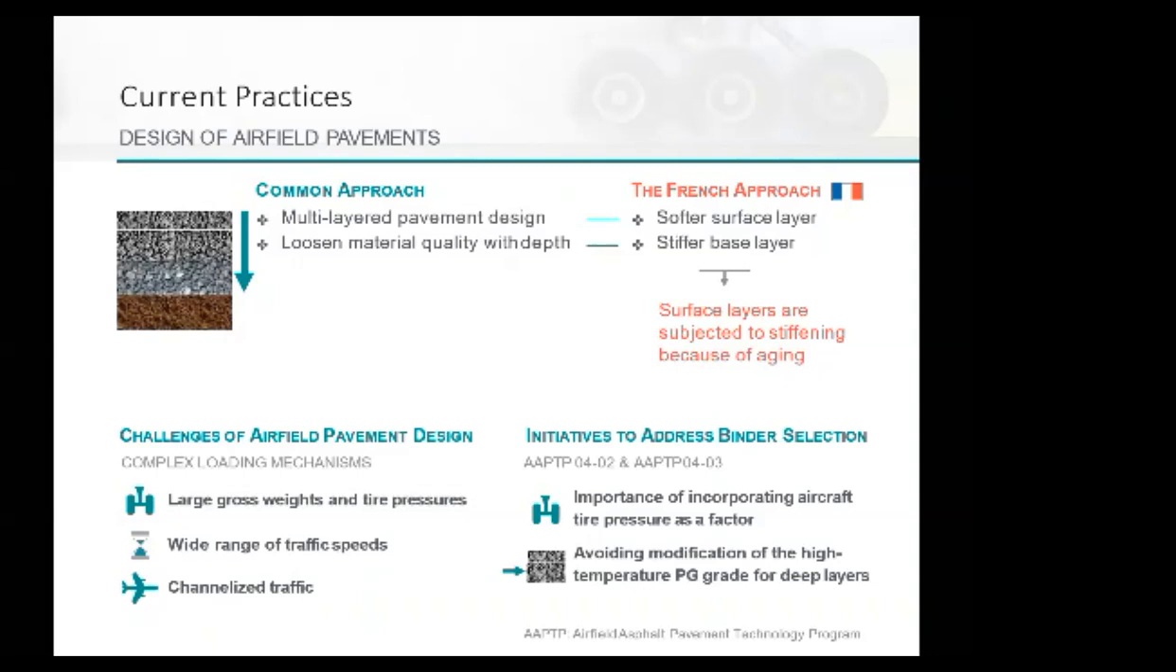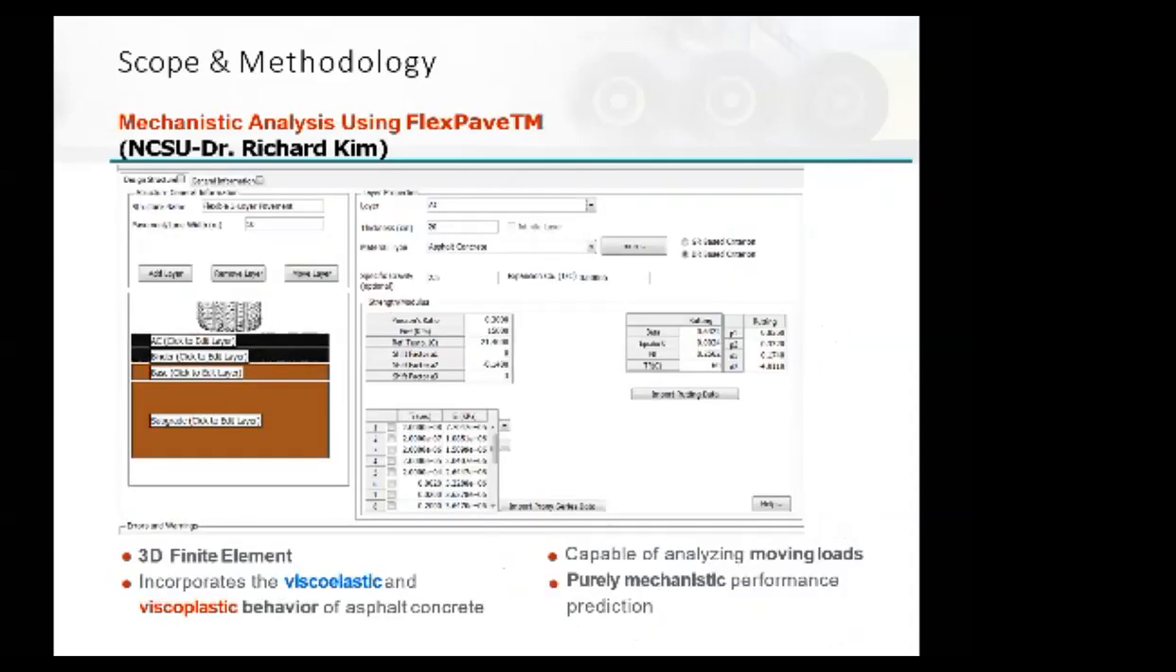they looked at the importance of incorporating aircraft tire pressure as a factor, but there was an avoidance of stating upfront that the high temperature PG grade for deep layers needs to be touched. That wasn't touched upon at all. So that was still a gap that needs to be filled.